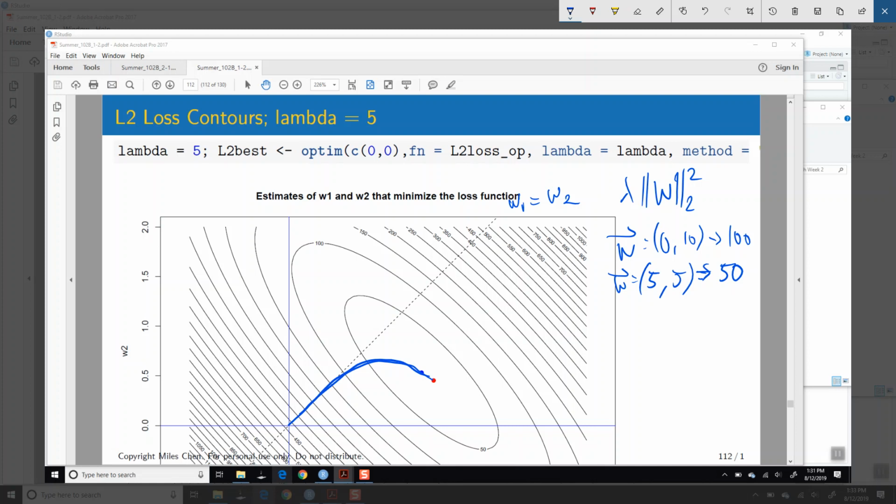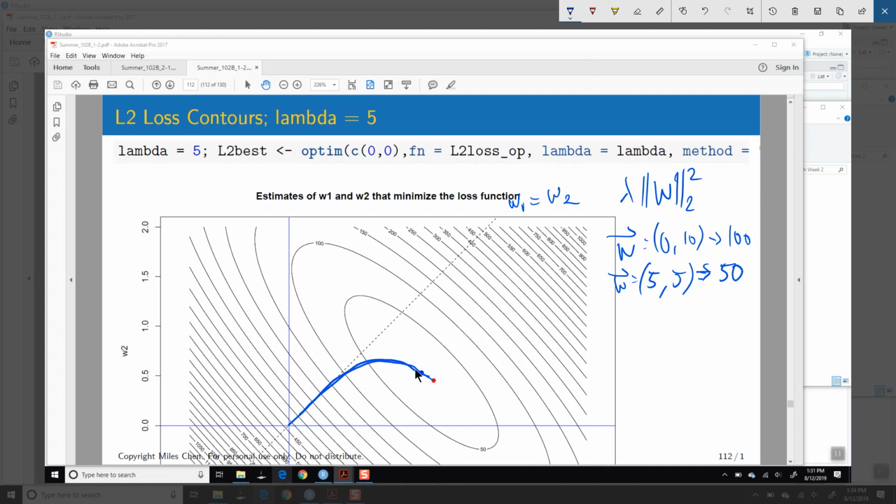Absolute value of 0 plus the absolute value of 10 is 10. Absolute value of 5 plus the absolute value of 5 is 10. So both of these would incur the same penalty in the L1 norm, but for the L2 norm, 5, 5 incurs less of a penalty than 0, 10. And so we see this phenomenon where when we use ridge regression with the L2 norm, it almost prefers to have the coefficients distributed among all of the W's. Having them all kind of equal will minimize the penalty.